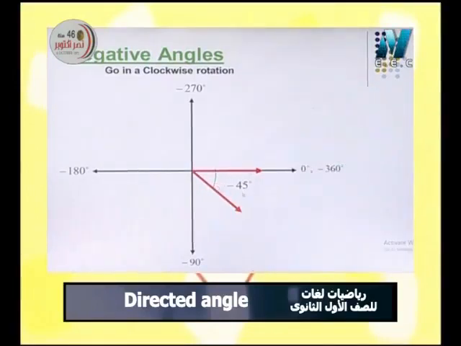Okay, in this lesson we studied the positive direction of the directed angle and the negative direction.